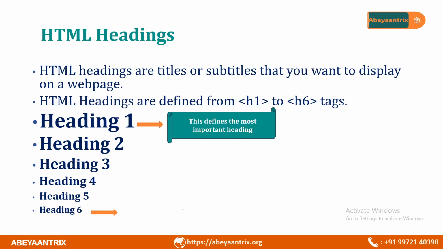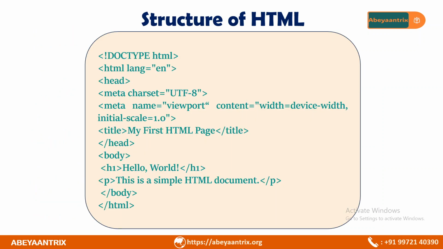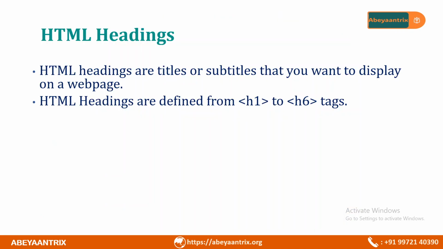So these things I had explained. Next, HTML headings. HTML headings are the titles or subtitles that you want to display on a web page. Every web page has a document, right? Document means you are writing text, image, audio, video, anything. Whenever you add an image, for that image you need to add a heading, right? If you are writing some text, you need to add a heading, right? For those headings, you are going to use the H1 to H6 tags. These are the heading tags.